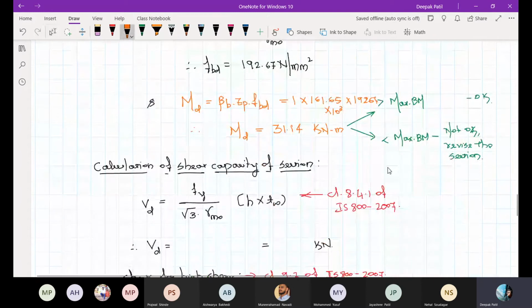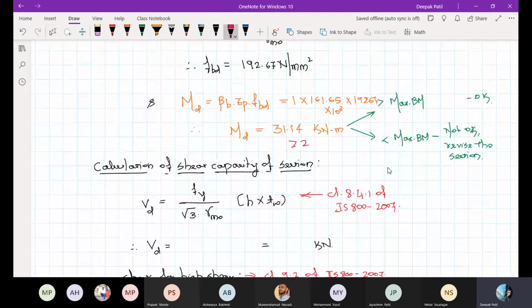We got 31.14 kilonewton meter, which is much more than 21.09 kilonewton meter. So hence it is okay. You can just check here. You have to compare this with the maximum bending moment. If it is greater than maximum bending moment, it is okay. And if it is less than maximum bending moment, then you have to once again revise the section.